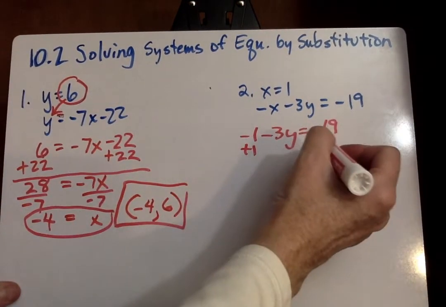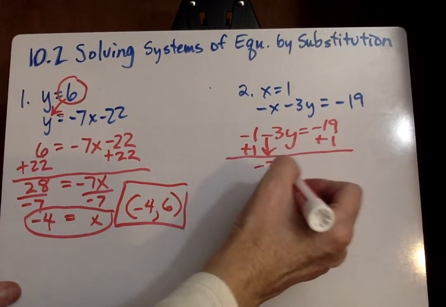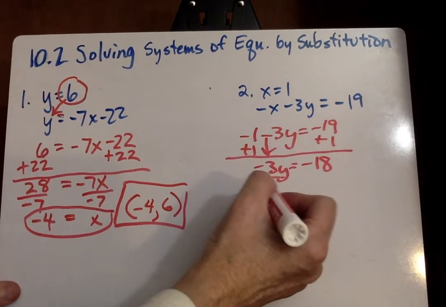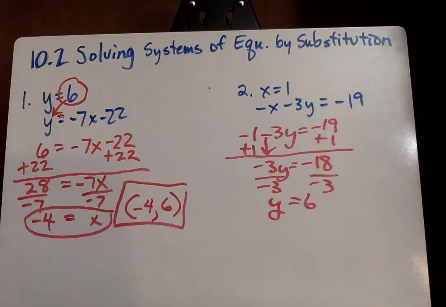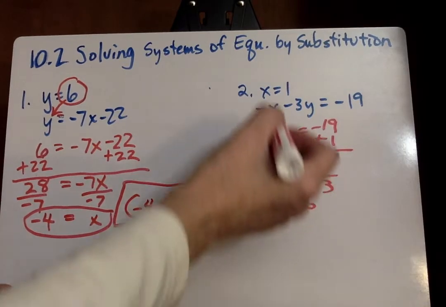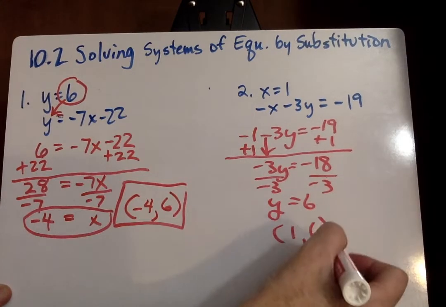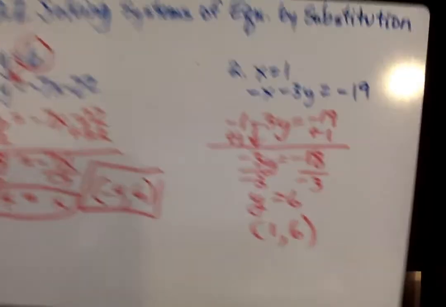Add 1. Make sure you bring this down. Okay, divide by negative 3. Y equals 6. Now, be very careful when you're solving for y not to put it as your x value. Now we put our ordered pair. X is 1 and y is 6. Okay? And we're done with number 2. Okay, let's go on to the next page. Go to number 8. That's a little bit more challenging.